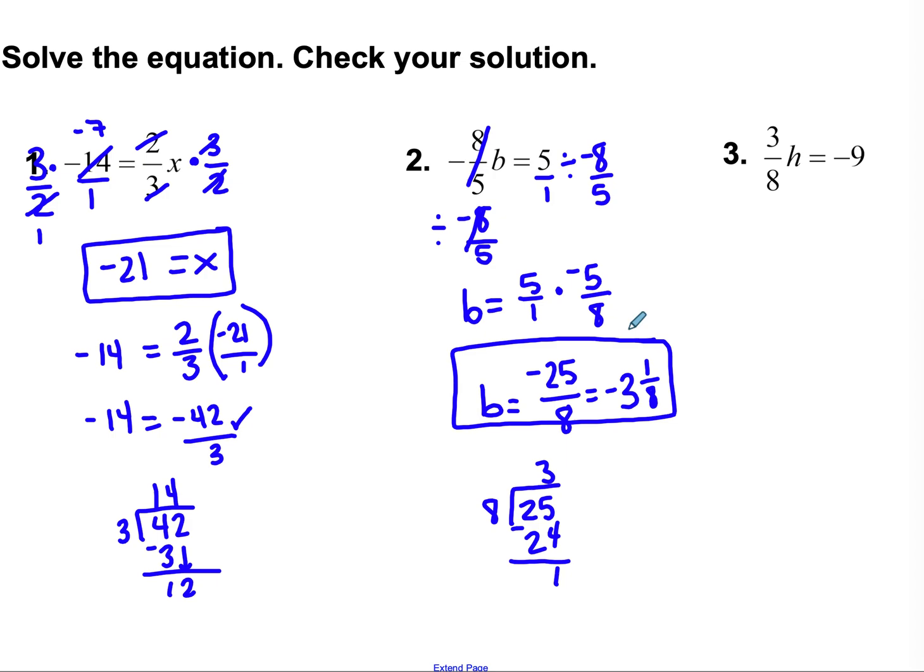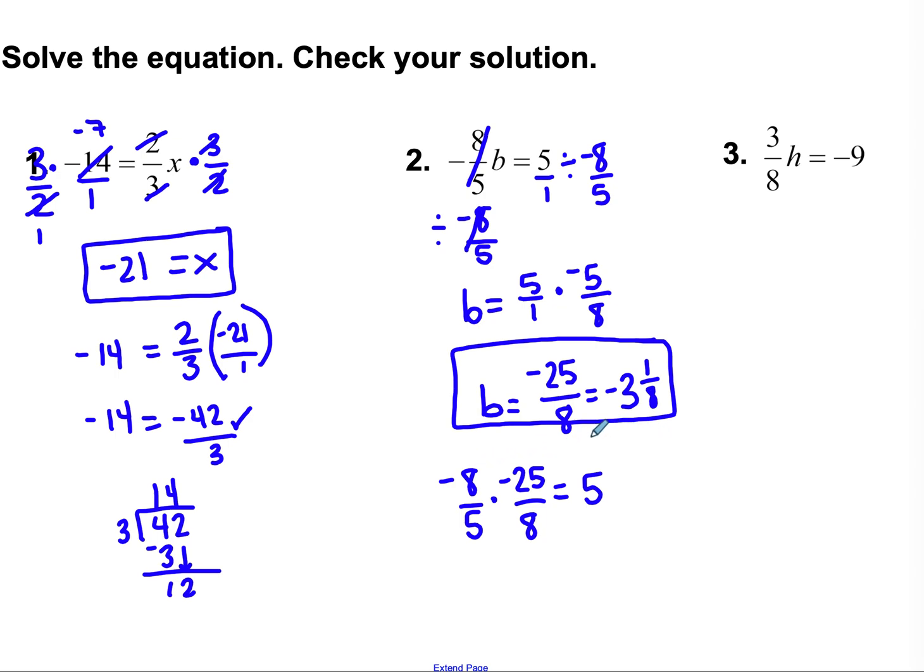Okay, it says to check my solution, so I'm going to go ahead and put it back in. I'm going to put it back in my improper fraction form because I'm going to have to multiply with the fractions. I'm going to erase this so I have a little room. So here's my check. -8/5 times -25/8 equals 5.